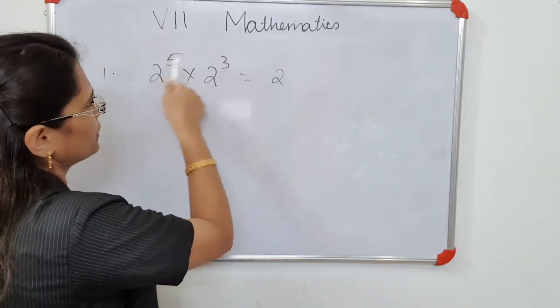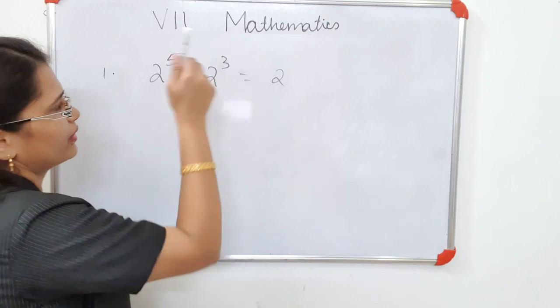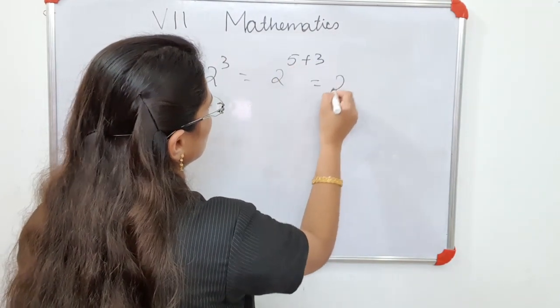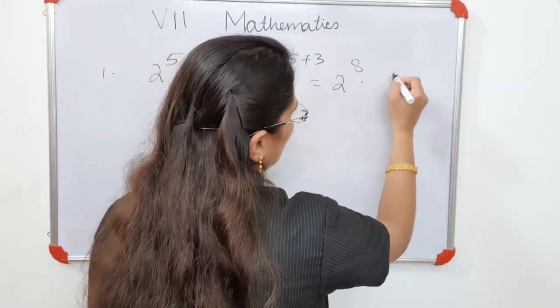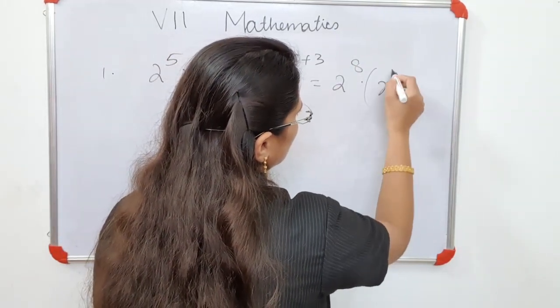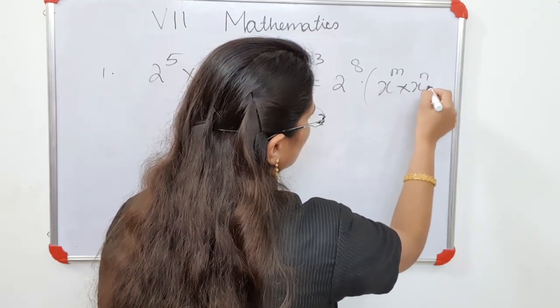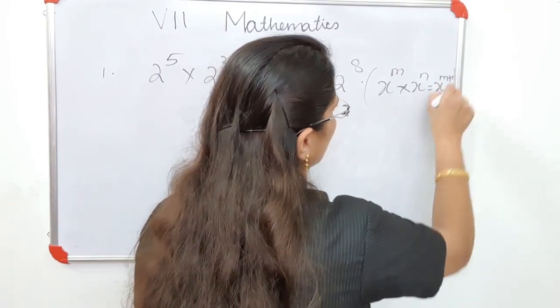And which are the exponents or powers? 5 and 3. Just add 5 plus 3 is equal to 2 raised to 8. This is the answer. Why? We have already learned x raised to m into x raised to n is equal to x raised to m plus n.